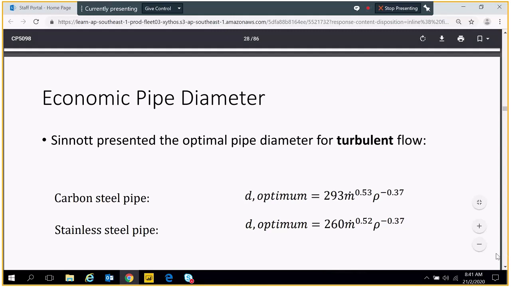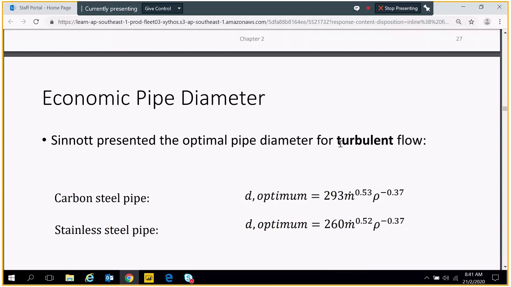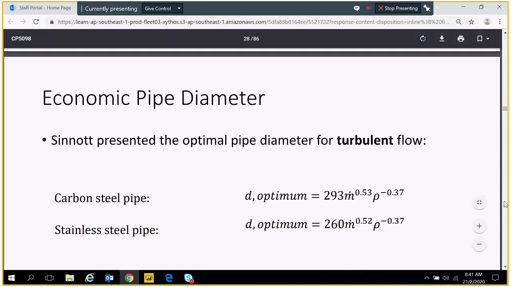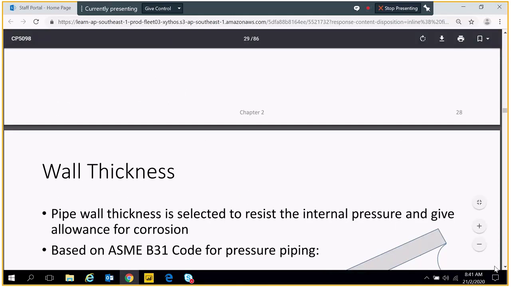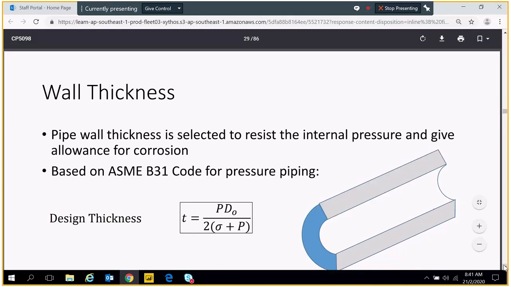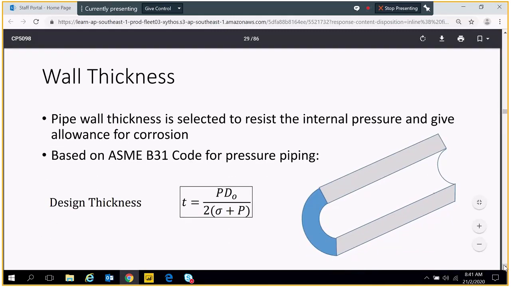Now this one, the optimum diameter, don't need to memorize this equation. The optimum pipe diameter, this pipe diameter refers to the pipe inner diameter. It's for turbulent flow. Remember, turbulent flow, usually define turbulent flow as Reynolds number more than 4,000. You've done this calculation, wall thickness, using this ASME B31 code. Can refer to your notes and exercises.